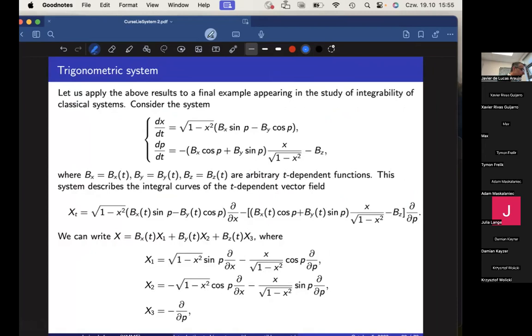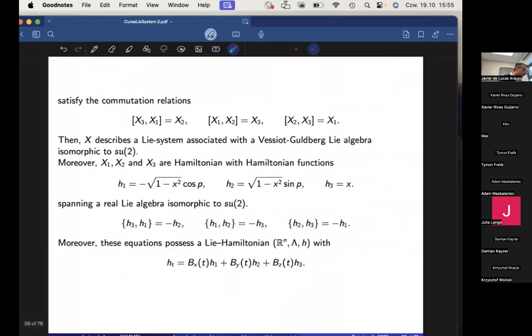This is another system. This is a trigonometric system. The story is exactly the same. This appears in 13 classical mechanical problems. Yeah. So the story is the same. You start by means of this system of differential equations. You write the time-dependent vector field. You separate the parts with different functions. You pick up the vector fields, and it turns out that they span a Lie algebra of vector fields.